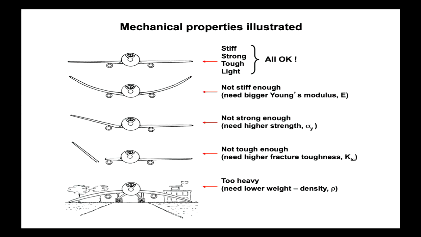But if it's not stiff enough, it'll wobble too much, flex too much, and that's all about Young's modulus. Young's modulus too low. Not strong enough, it breaks, bends. We need a higher yield strength. Not tough enough, it fractures. We need a higher fracture toughness, K1C. Now, fracture toughness is something I teach in Design for Integration, so don't worry about it now.